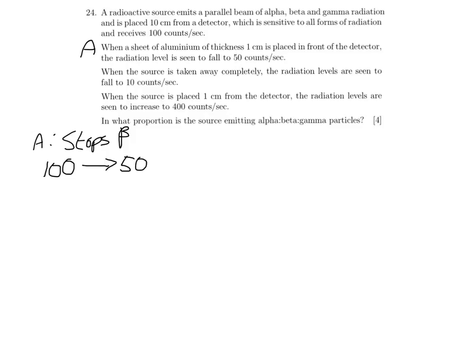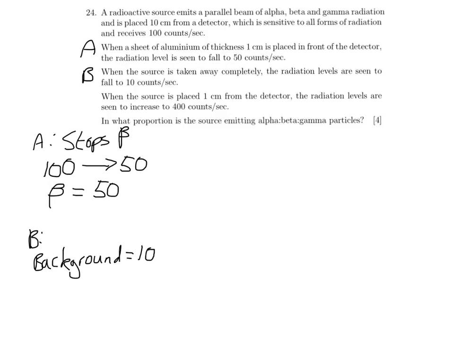So it goes down from 100 counts per second to 50 counts per second. So that means that it's gone down by 50 there. So our beta particles contribute 50 there because they're stopped by the aluminium. Statement B says that when it's taken completely away, radiation level is seen to fall to 10 counts per second. So 10 counts per second there is the background radiation.